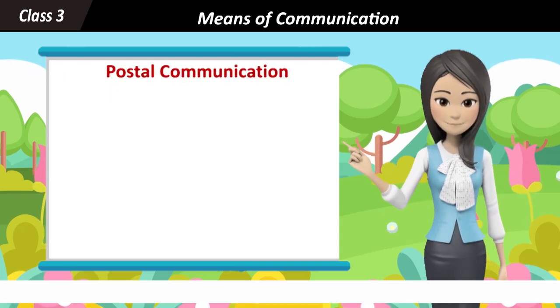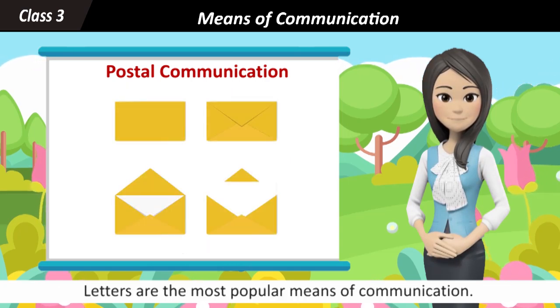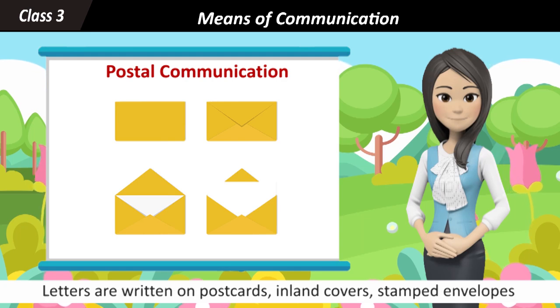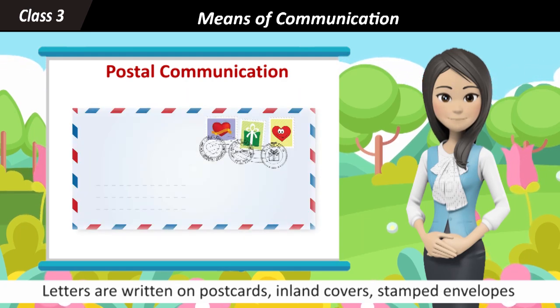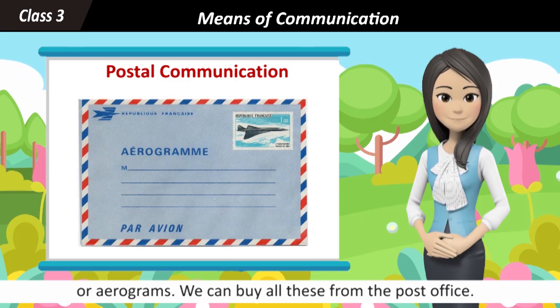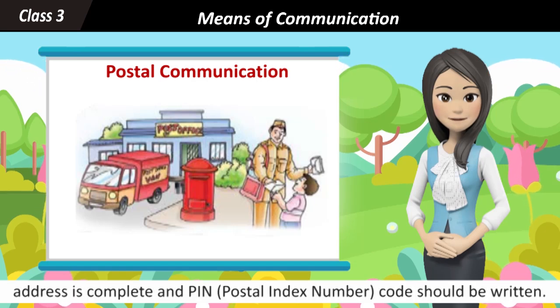Postal communication. When messages are sent through post, it is called postal communication. Letters are the most popular means of communication. Letters are written on postcards, inland covers, stamped envelopes, or aerograms. We can buy all these from the post office. For an early and proper delivery of our letters, we must ensure that the address is complete and the PIN, postal index number, code is written.